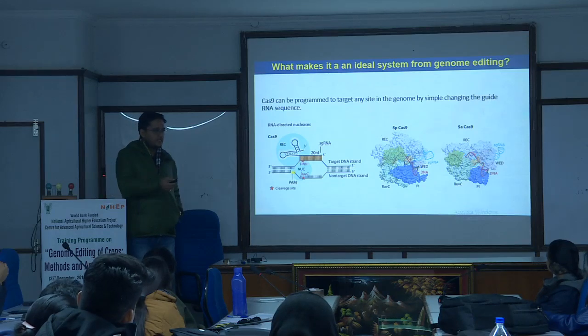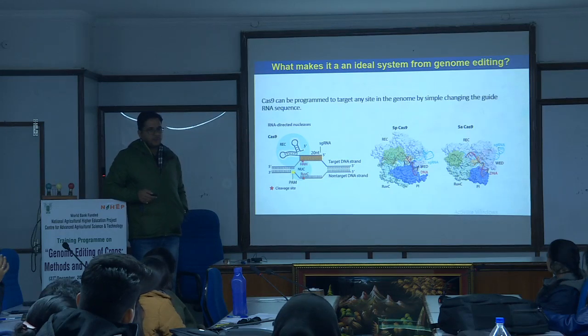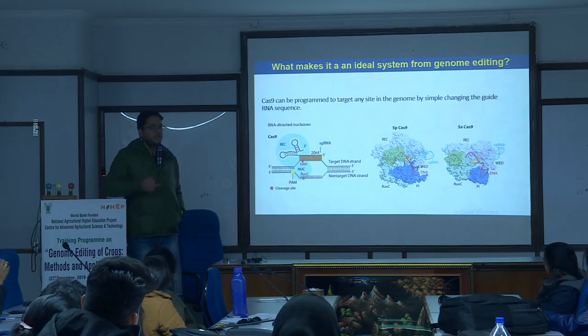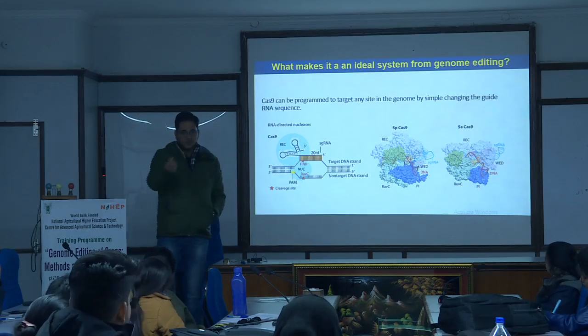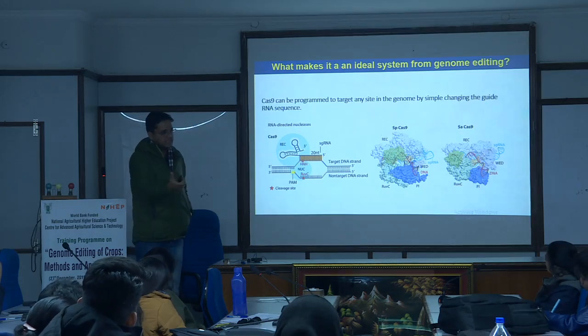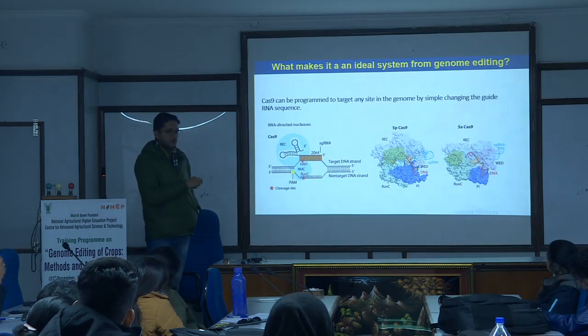Specific can be done by TALENs also, and by meganucleases also, but yeah, it is very easy to design. You have to only design what? That guide RNA, and theoretically by that guide RNA you can target any gene in your plant or your animal cell. Okay, so that is the beauty of this system.